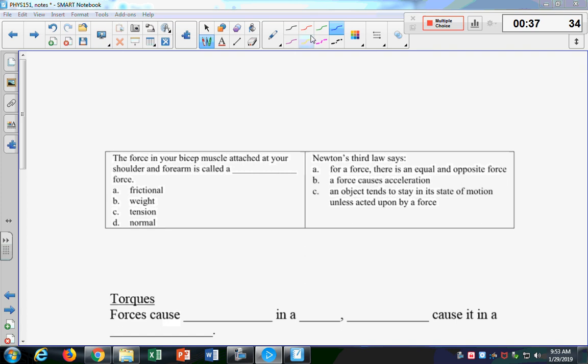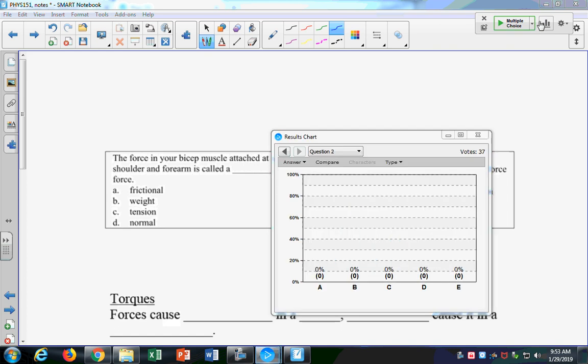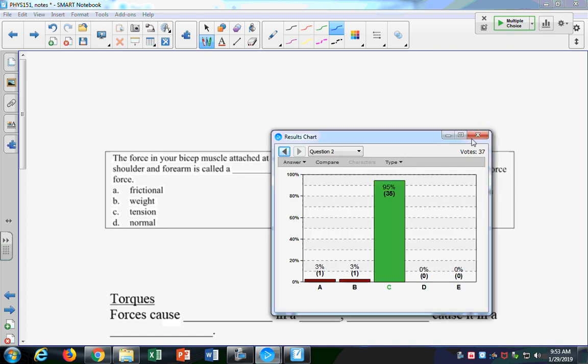This is the one on the left. Force in your bicep. What is that force called? I'm going to stop at 45. Oh, look at that. C is right.